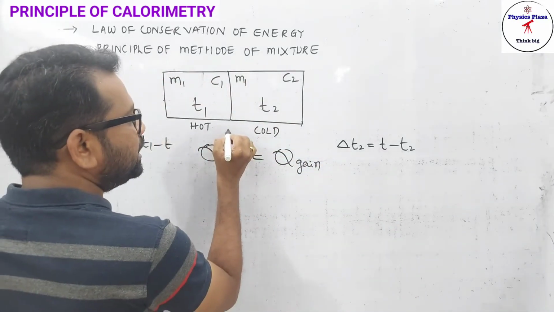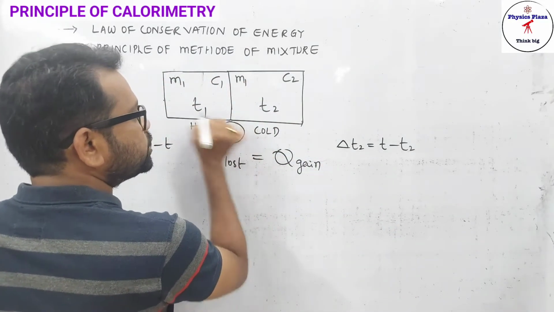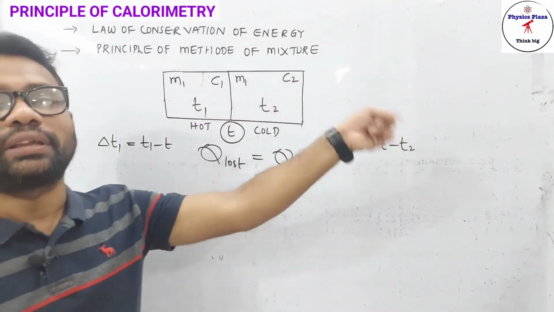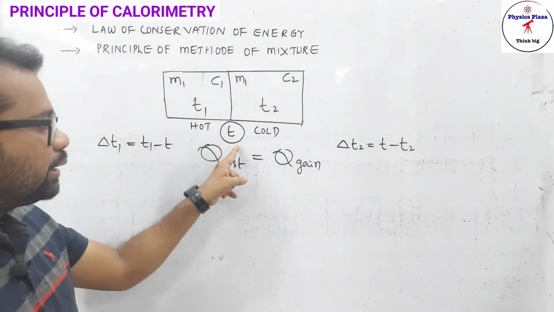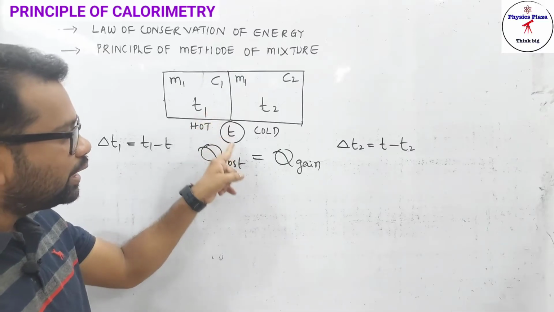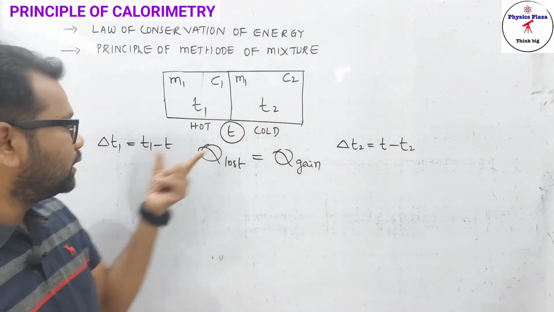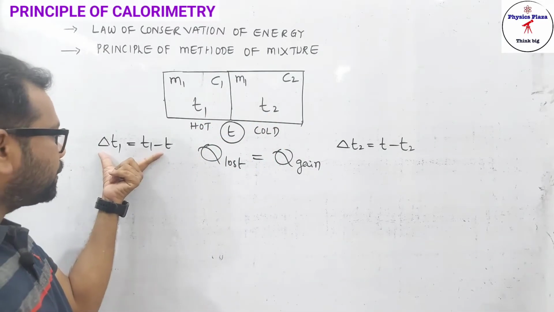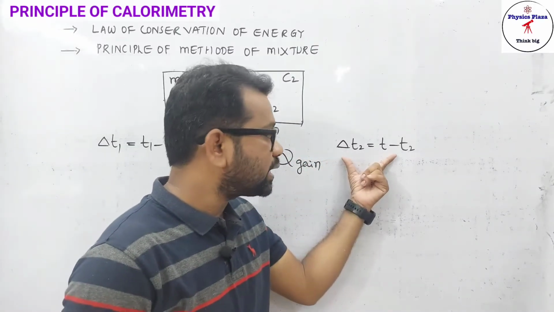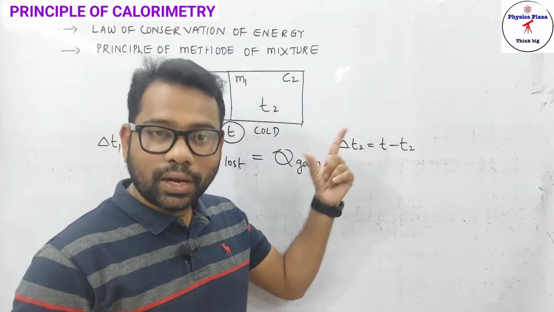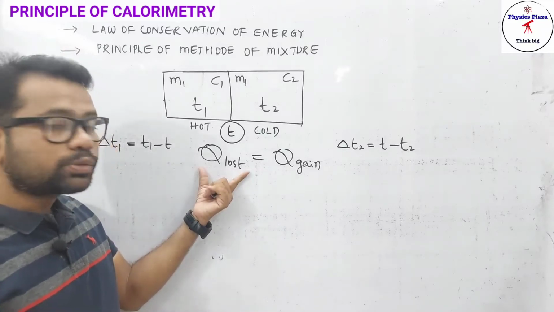So here, children, T is the resultant temperature of the two bodies when they are in thermal equilibrium. This resultant temperature is less than the hot body temperature and greater than the cold body temperature. That is how we calculate the fall in temperature of the hot body and the rise in temperature of the cold body. Now children, how to calculate the heat loss by the hot body?